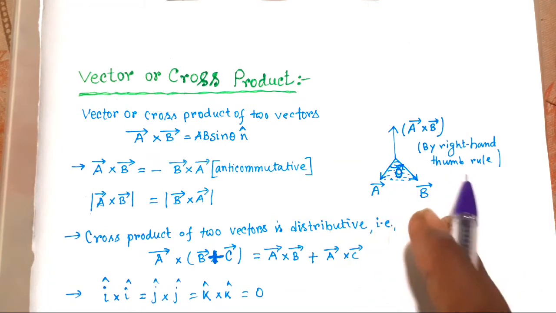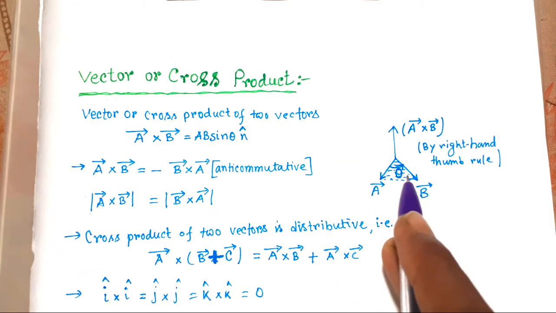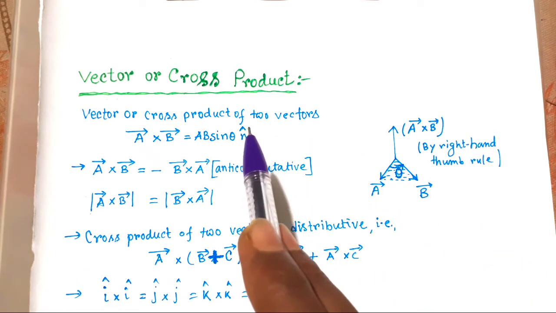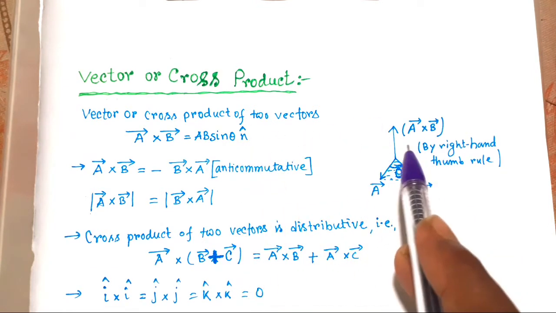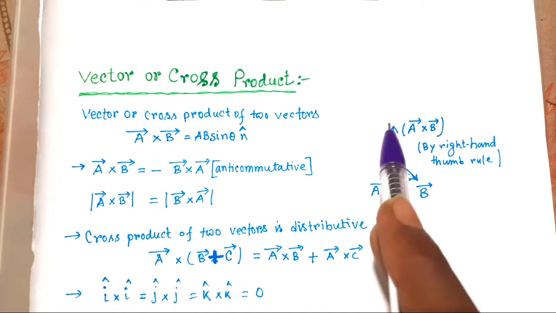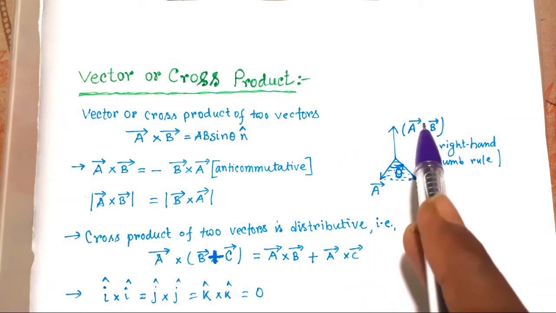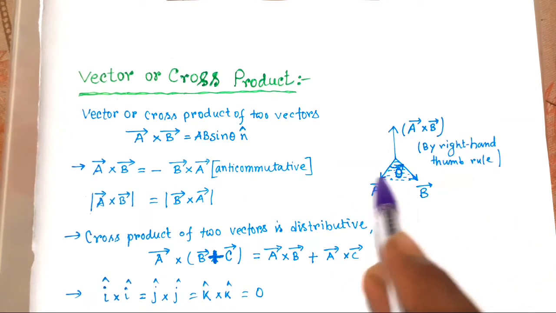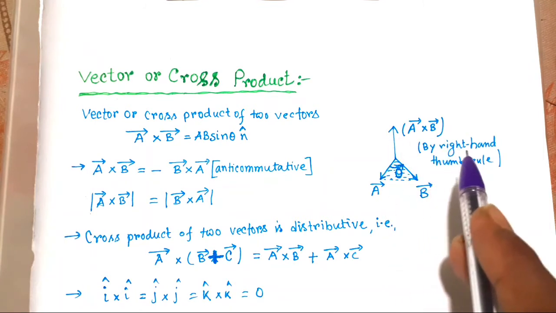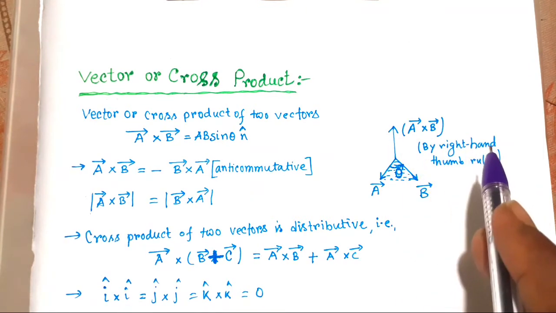Suppose this is the xy plane. So the direction of the unit vector will be in the z direction, and that is the direction of the vector product or cross product of these two vectors. We can get it by the right hand thumb rule.